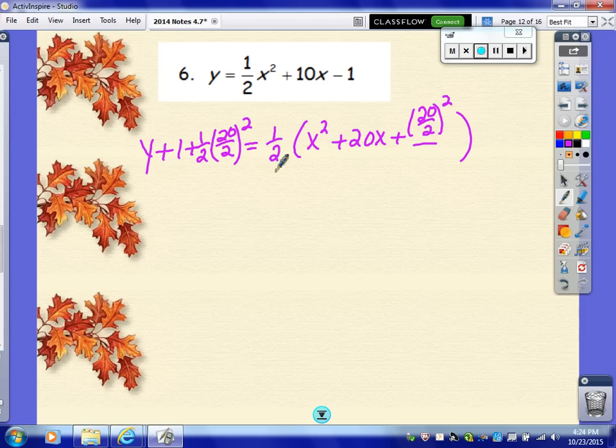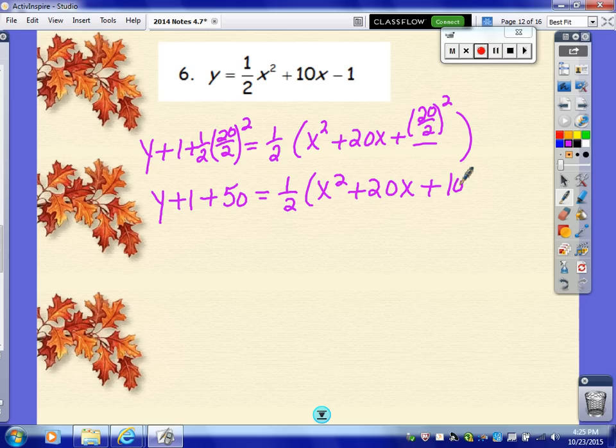So like I said, if you factor out a lead, make sure you take that into account when you add it to the other side. All right, what do we got? So we got y plus 1 plus, all right, it's 10 squared, which is 100, and half of 100 is 50. It's equal to 1/2 x squared plus 20x plus, like I said, it's 10. 10 squared is 100. Okay. All right, let's factor. I'm going to combine like terms first. We'll get 51 over here. 1/2. Let's factor that trinomial.